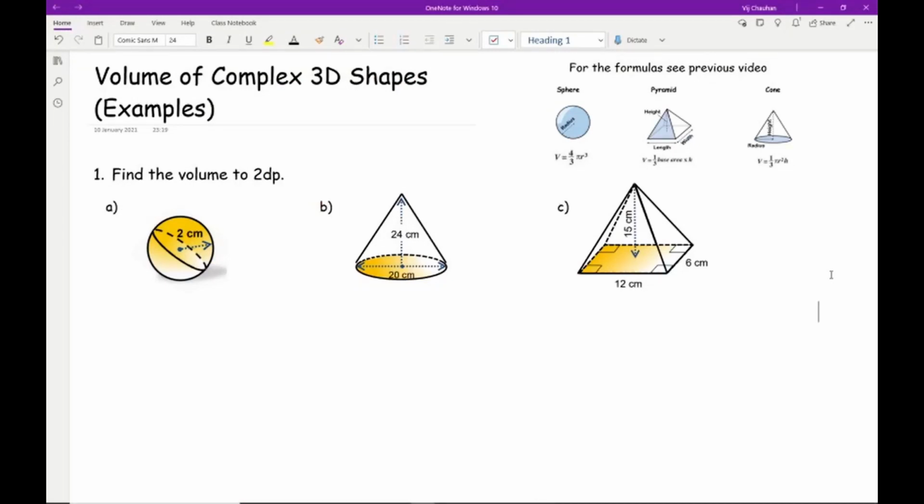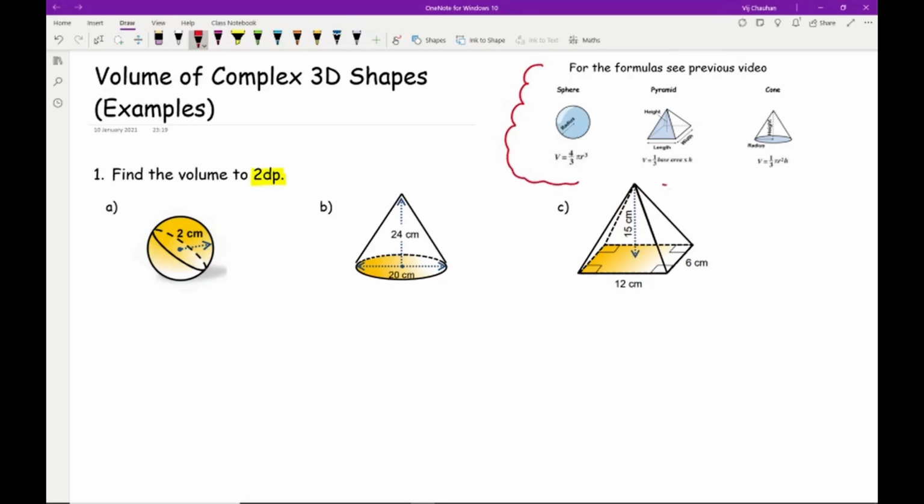So in these questions, for question 1, we're asked to find the volume to 2 decimal places. So here it's been specified that we need to round our answers to 2 decimal places. So let's get started. For the first one, we've got a sphere. Obviously what's important is you have the formulas to hand, or that you've memorized them. These are the general formulas that would be given for these particular shapes.